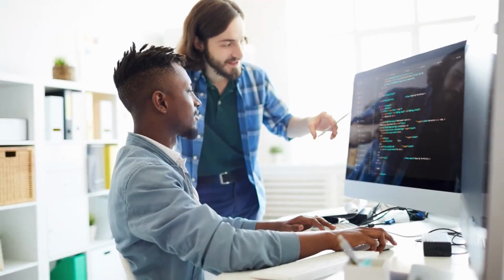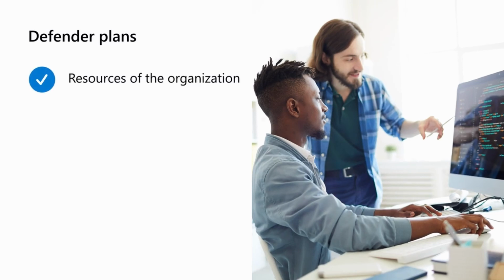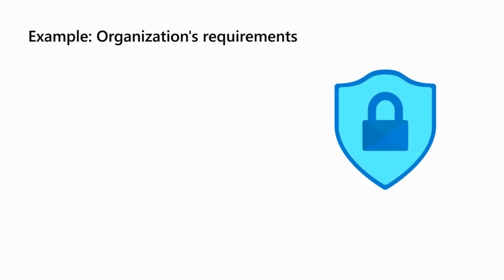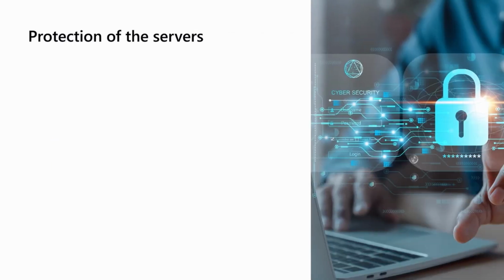Let's move on to the criteria to help you decide which plan to implement. When you are choosing which plans to activate, you need to consider which resources your organization will use and what regulatory requirements your business may work under. To understand the concept, let's suppose your organization's requirements include the protection of its servers, the protection of its databases, and the remediation of issues that may arise. Let's start by discussing the first requirement.